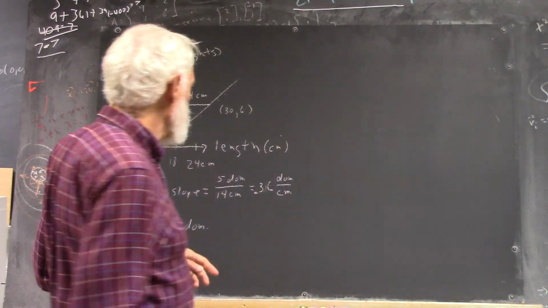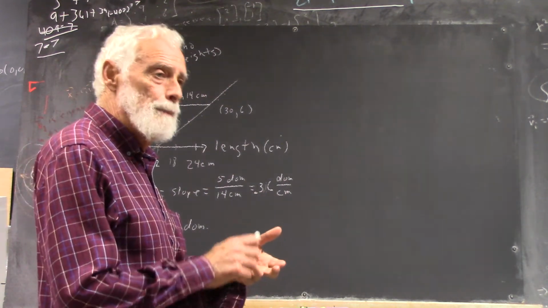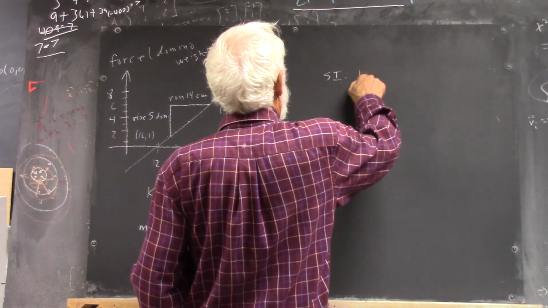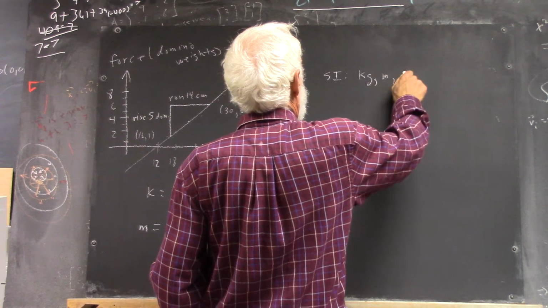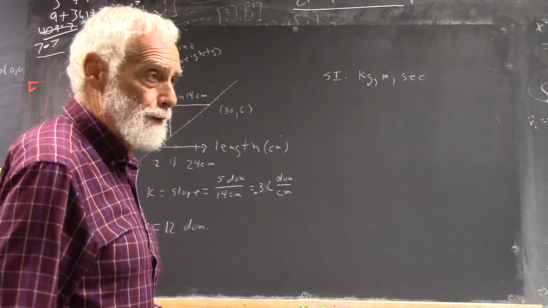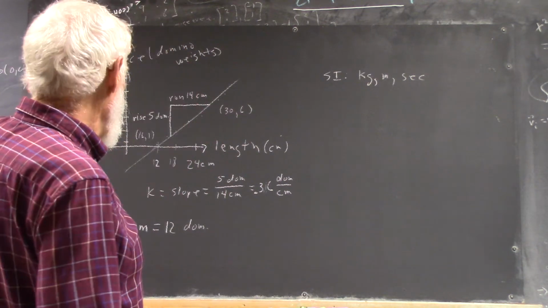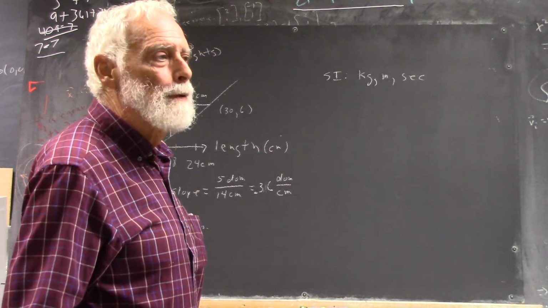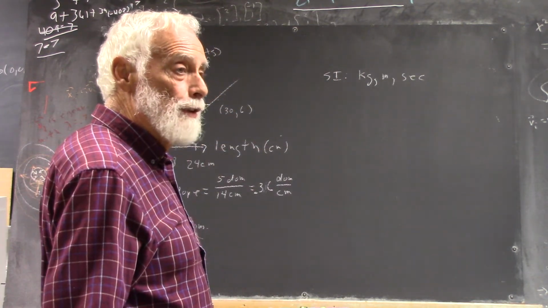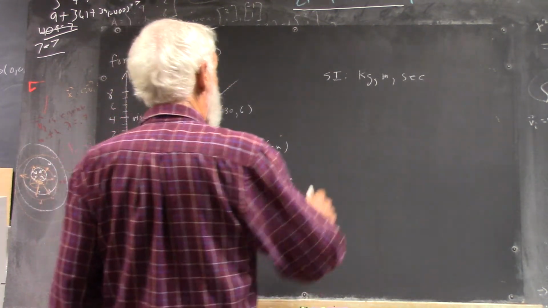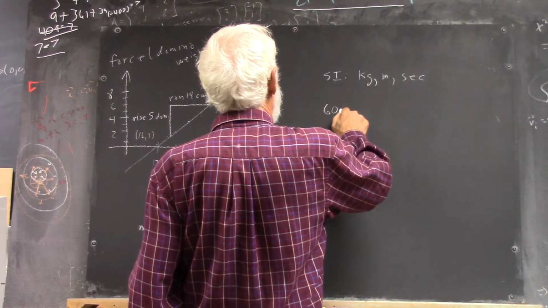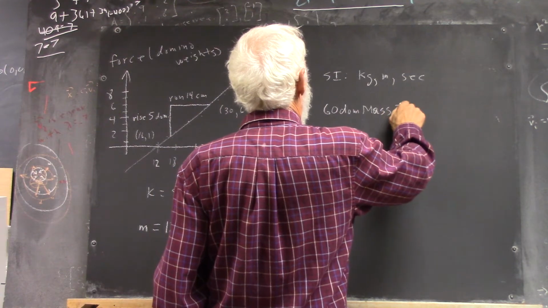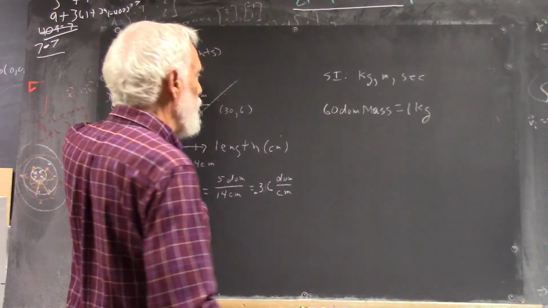Okay? First place, SI units: kilograms, meters, and seconds, right? And I'm going to say that the mass of a typical domino is about 1/60th of a kilogram. So 60 dominoes is 1 kilogram. Now I've got domino weights and domino mass, right?